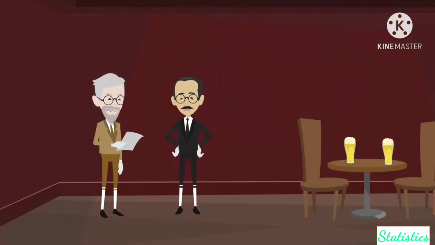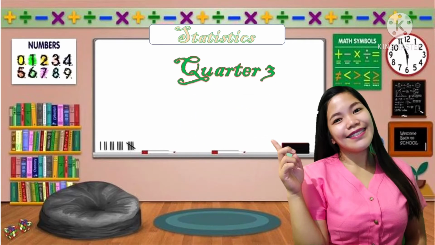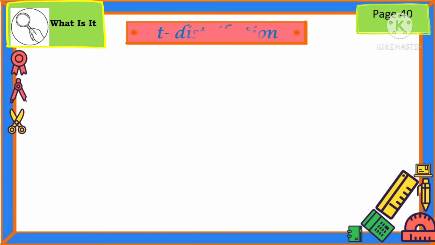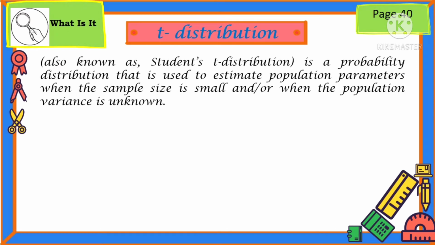Later on, a friend of his, the famous statistician Ronald Fisher, building on the findings of Gossett, introduced the T statistic, and the name that stuck on the corresponding distribution even today is the Student's T. And that is under Quarter 3, Module 3, the T distribution. It is also known as Student's T distribution.